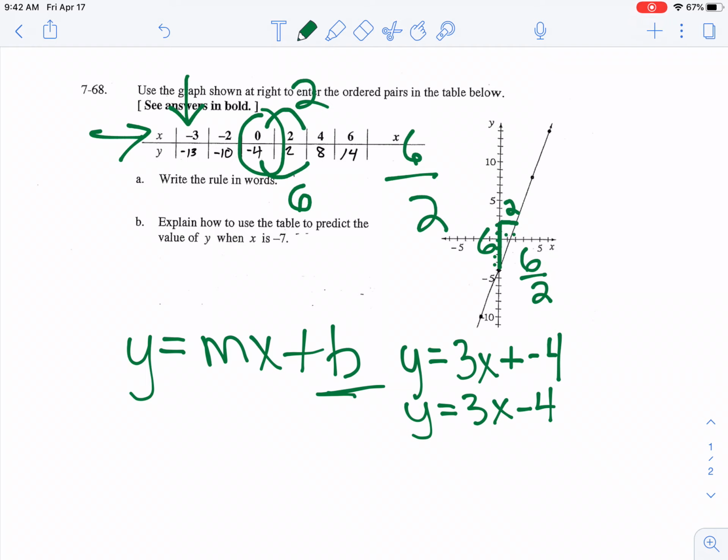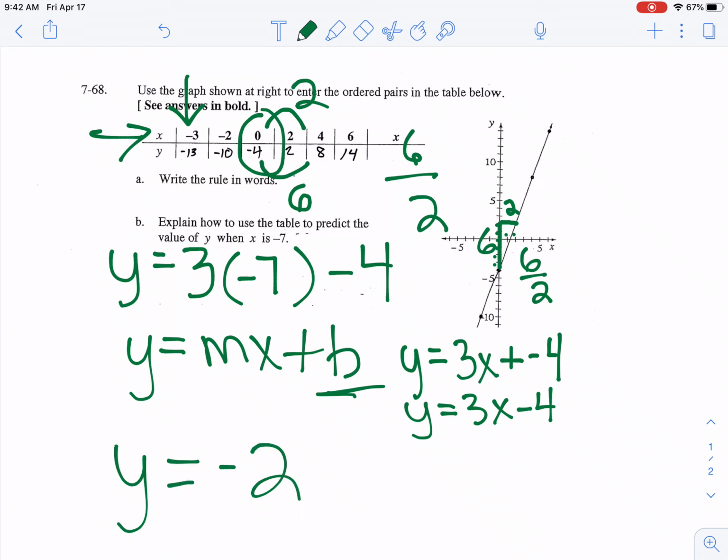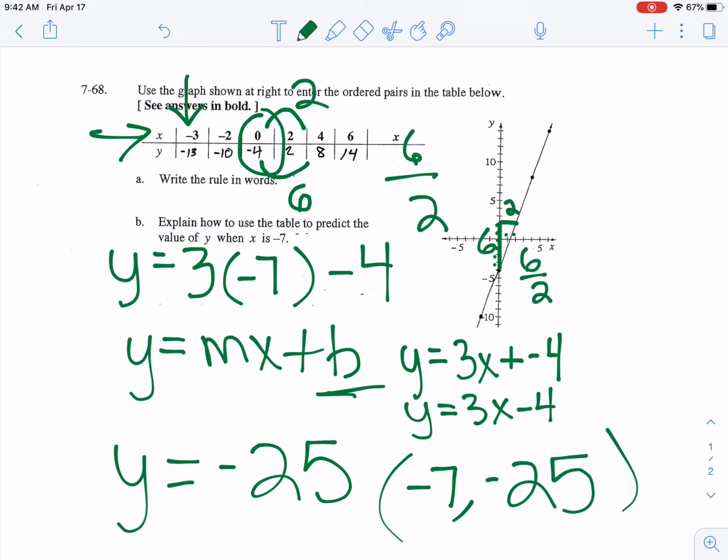B says explain how you use the table to predict the value of y when x is negative 7. So what we're going to do is replace x in the equation with negative 7, and then we'll be able to know what that value is. So 3 times negative 7 is negative 21 minus 4 would give me a y value of negative 25. So when x is negative 7, my y value will be negative 25.